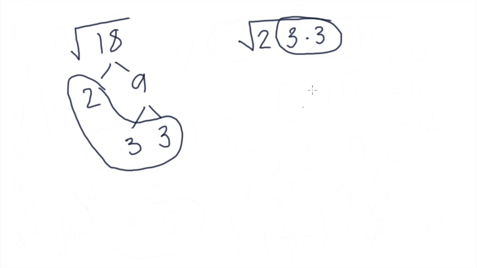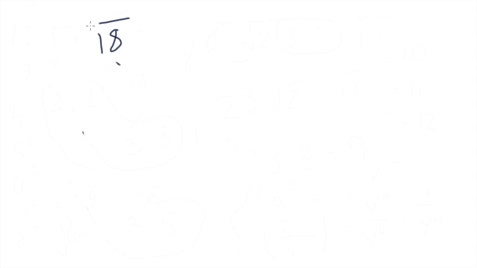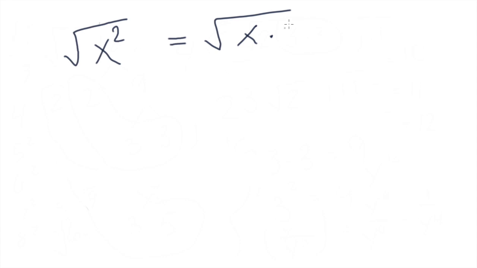So how would this work if we're not dealing with actual numbers and instead we're dealing with variables? Well, it'll actually work the same way. So let's say I have the square root of x squared. The square root of x squared is the same thing as the square root of x times x. I can circle my pair, which tells me that an x is going to come out and we have nothing left inside the square root.